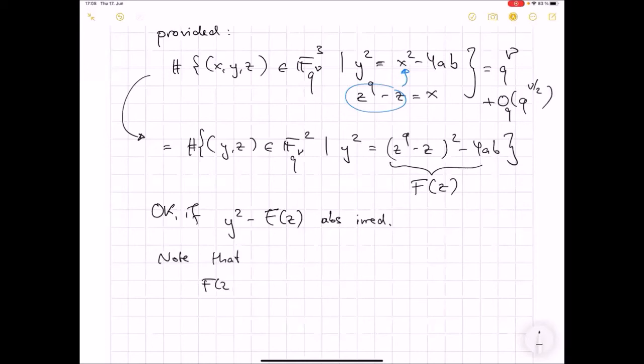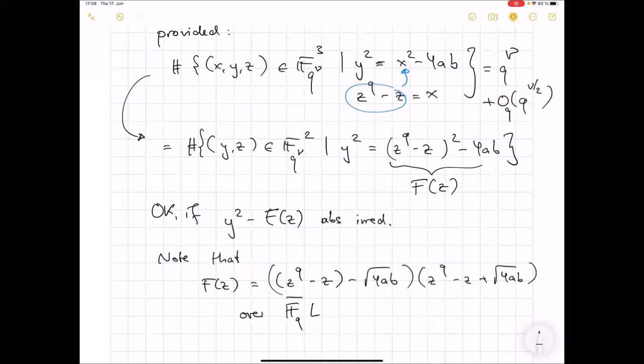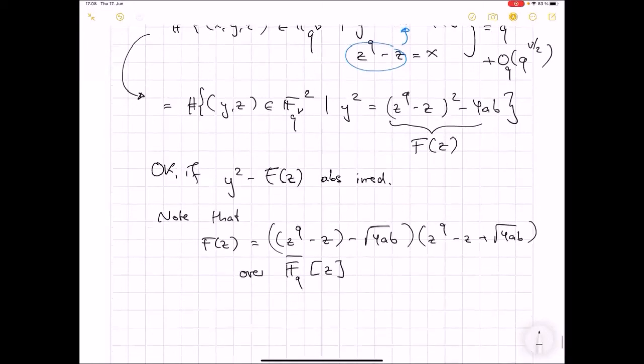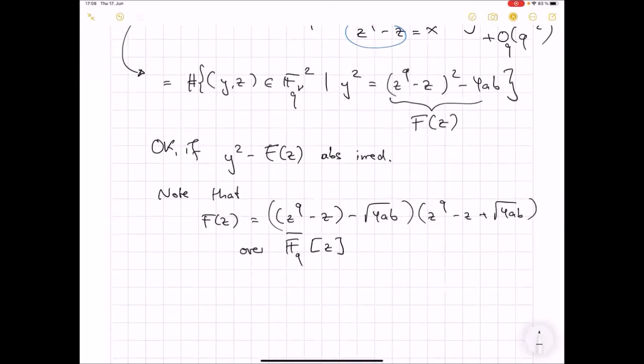So note that f of z factorizes into z^q minus z minus square root of 4ab times z^q minus z plus square root of 4ab over F_q bar. And these two factors are obviously coprime because they differ only by a constant. So if f of z was a square, then every factor has to be a square by unique factorization.